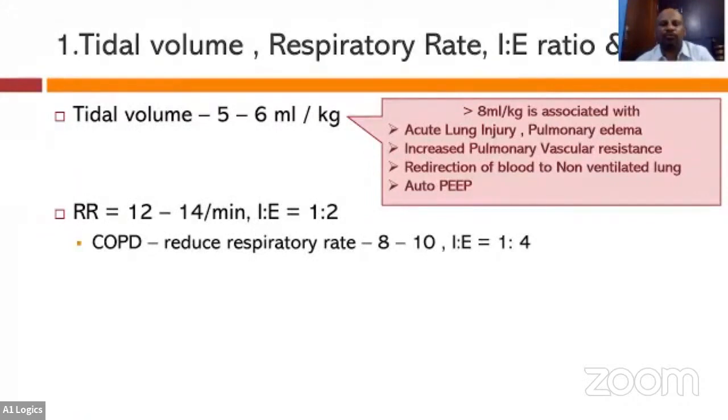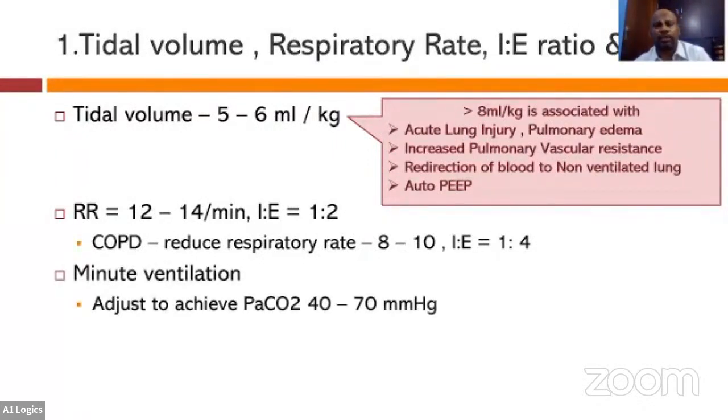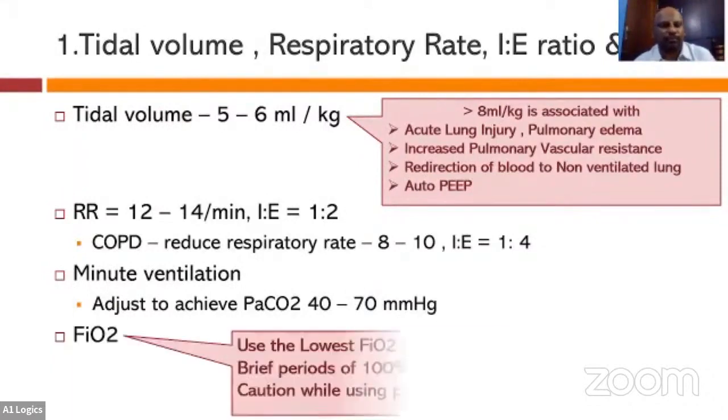Respiratory rate anywhere between 12 to 14 is fine with an IE ratio of 1:2. If the patient has COPD, reduce the respiratory rate so that the IE ratio becomes 1:4. Adjust the minute ventilation so that you have a PaCO2 of 40 to 70 millimeter mercury. 70 is fine. Even if it is 50 to 60, it is fine.